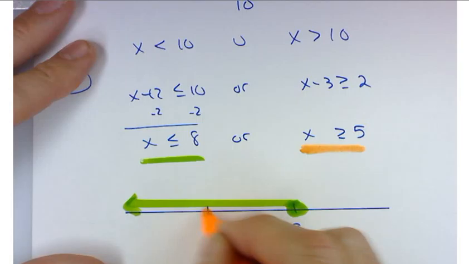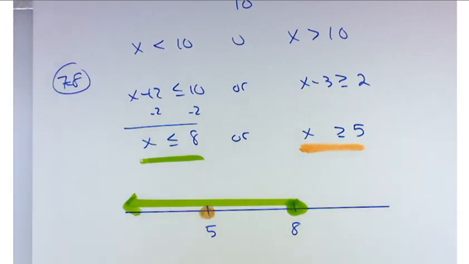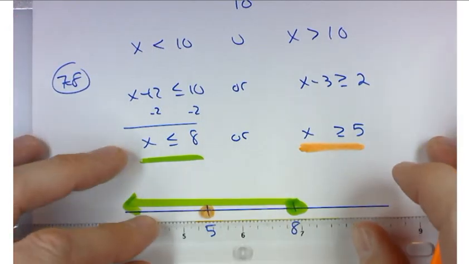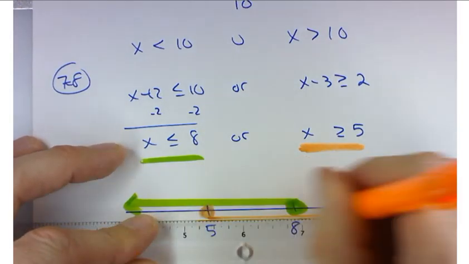And then a solid dot again for x is greater than or equal to 5. This time the arrow is going to run to the right.